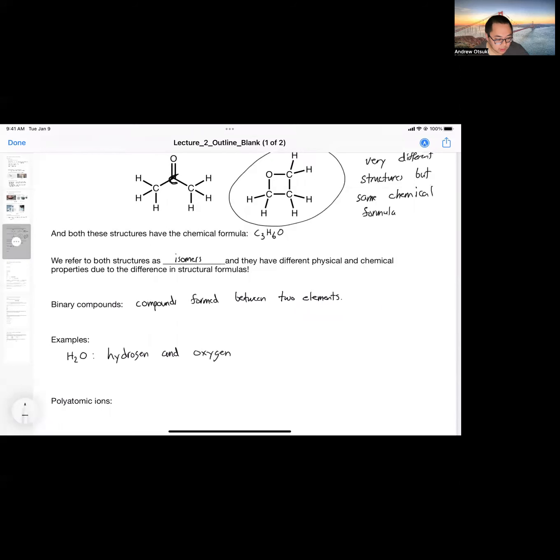And then we have some other examples like sodium chloride, and here's another example, magnesium chloride, or let's say magnesium iodide.